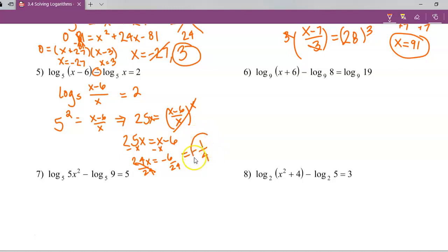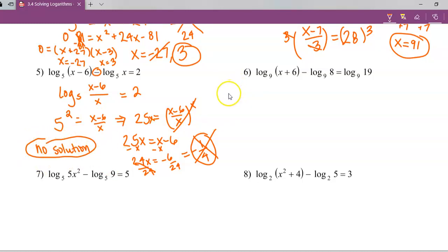So negative 1/4, let's plug it in to check. If I have negative 1/4 and I subtract 6 from it, that gives me a negative inside my log. Likewise, if I just plug in negative 1/4 for x, another negative inside my log. So this one would have no solution. I can't keep that solution because it gives me a negative inside my log, which is undefined, right?